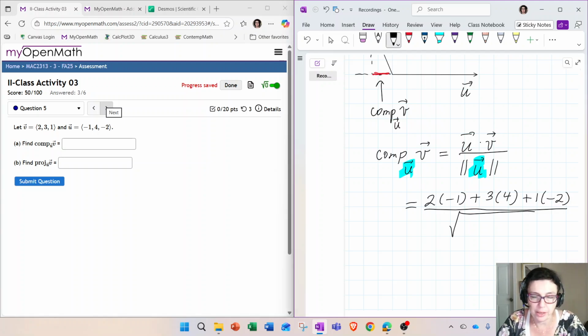Now, when you find magnitude, do not include the negatives. I told you that multiple times. Don't do that because when you square them, they go away. Okay, so then this is going to be -2 plus 12.